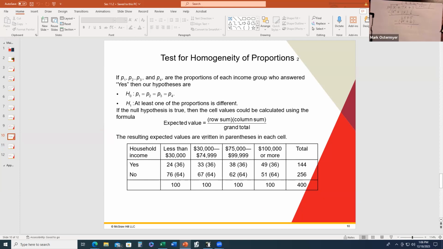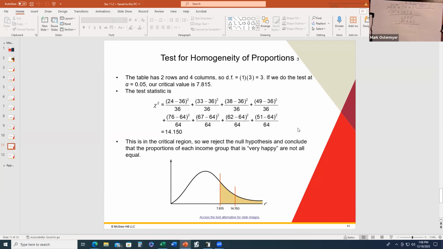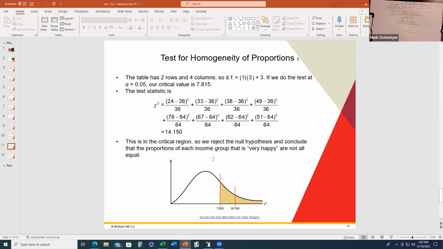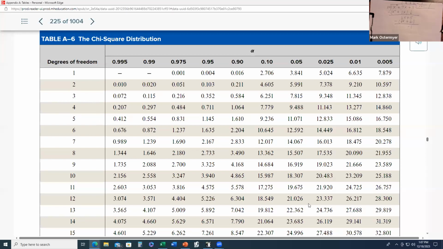So nothing changes between the expected frequencies and the test statistic between the chi-square test of independence and this chi-square test of multiple proportions for multiple populations. And you can see that our test statistic is 14.150. And our critical chi-square value is 7.815, which is obtained by using 3 degrees of freedom and 0.05. So 3 degrees of freedom right here, 0.05 right here. 7.815 is the critical chi-square value.